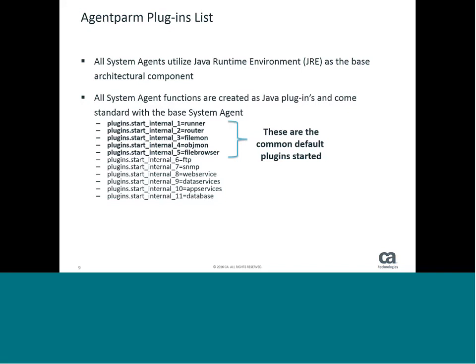The reason that we have this information on here is that all of the plugins actually keep a unique log file. So you will see a unique log file for your database plugin. You'll see a unique log file for SNMP and FTP and all of your web services, should you decide to install those on an agent machine.